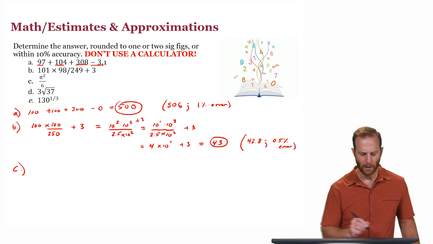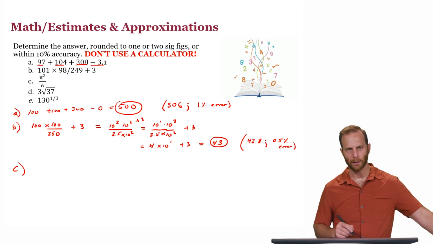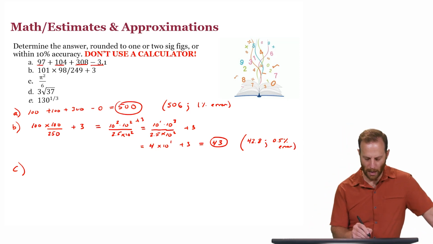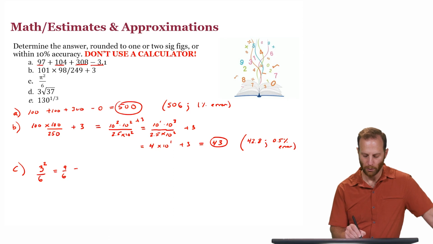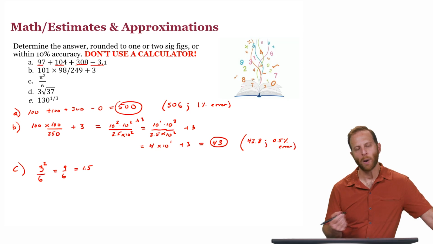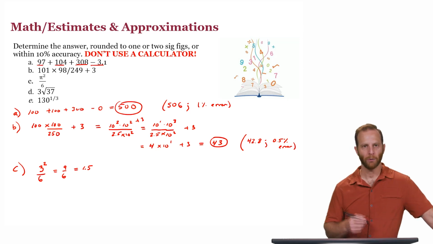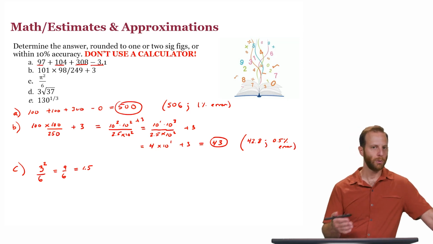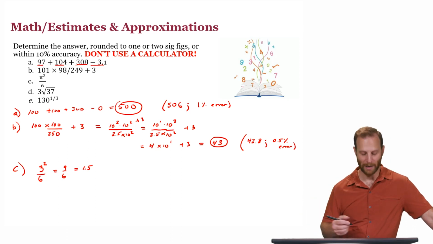Part C, pi squared over 6. If you're real quick and sloppy about this, you might approximate pi as 3 and let that get squared and divided by 6. And that would be 9 over 6, or 1.5. However, when you're doing squares of things, you need to be a little bit more careful because the errors that you introduce in approximation tend to get enhanced.